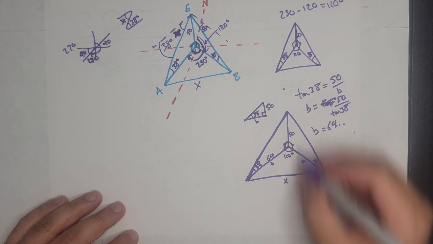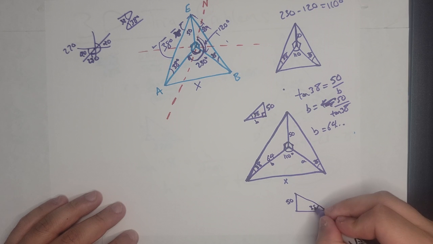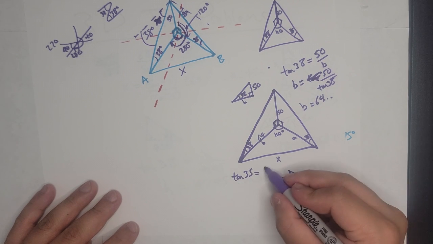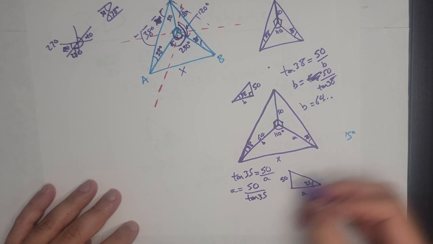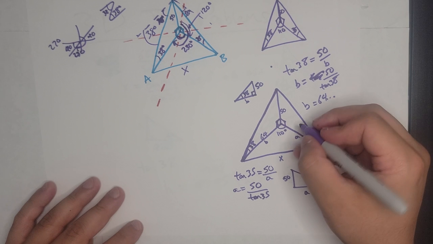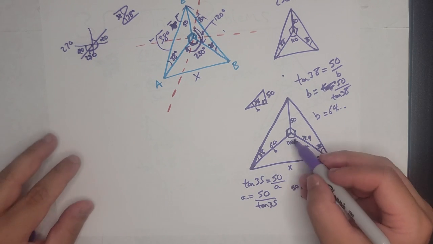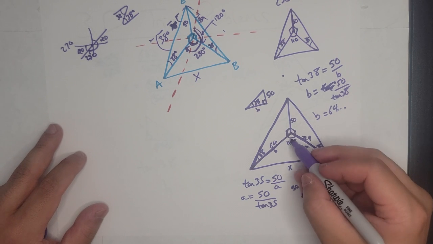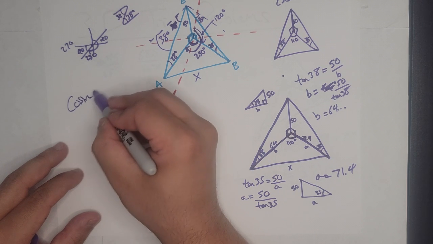And then same with this triangle here. That's 50. This one was 35. That's A. Tan 35 is equal to 50 over A, which will give me A is equal to 71.4. So let's put that in here, 71.4. So, lo and behold, I have two lengths and an angle in between. And that means I can use my world famous cosine law.